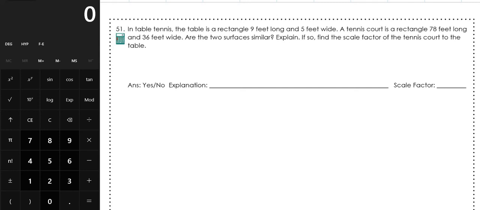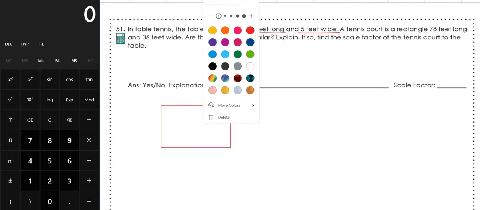Page 11, number 51. Read the question and come back. Okay, in table tennis, the table is a rectangle 9 feet long and 5 feet wide. So our table is a rectangle 9 feet long, 5 feet wide. I'm going to start sketching that. So here we go. Here's the rectangle.